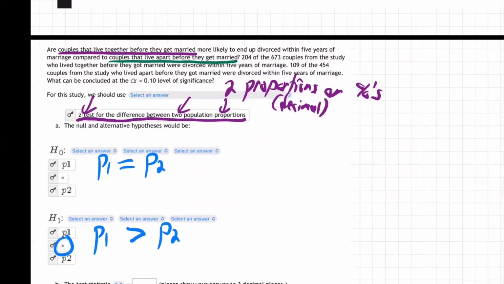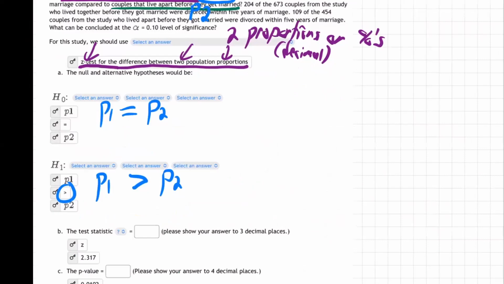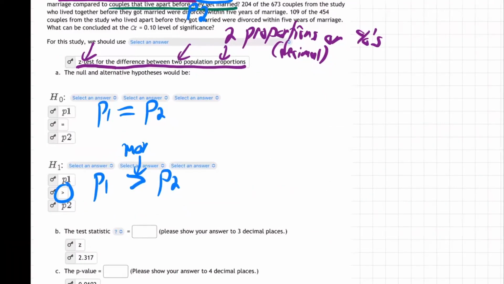Well, see what it says right here? More likely. That's greater. This is population 1. This is population 2. And more likely means greater. Greater is more likely. Now, if they said less likely, then it would be less, right? More is greater, less is less.